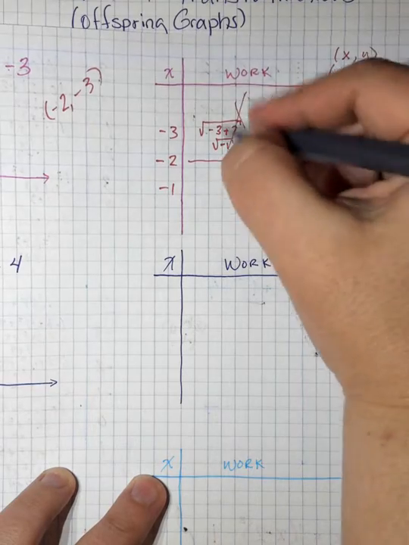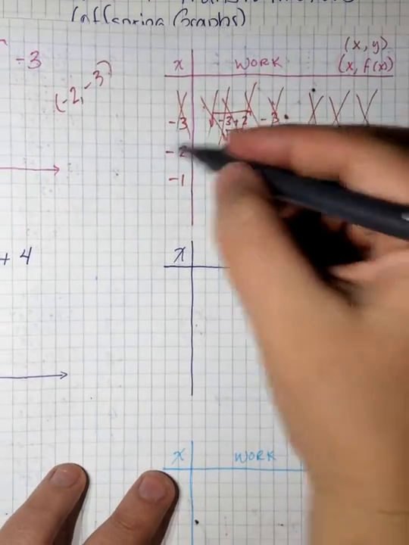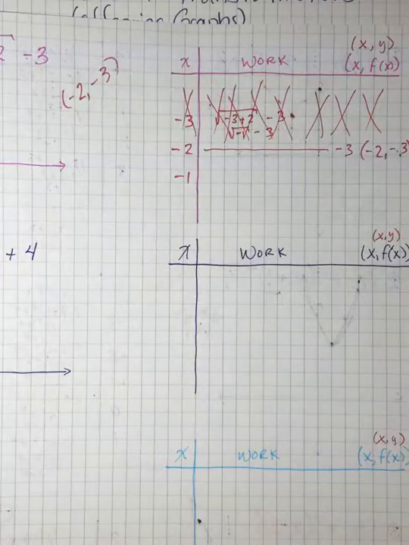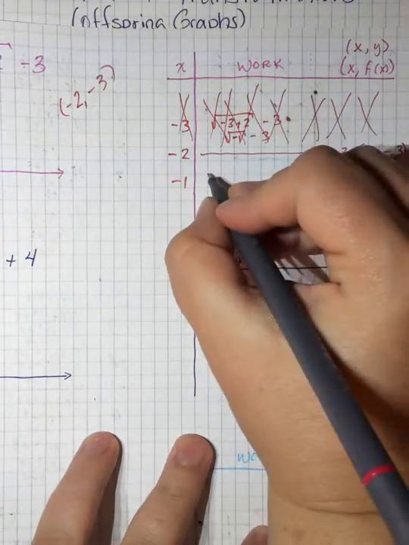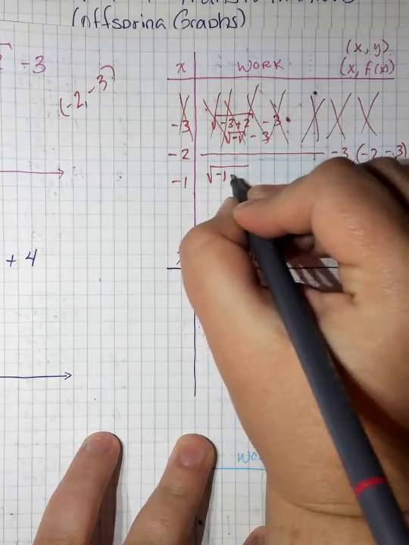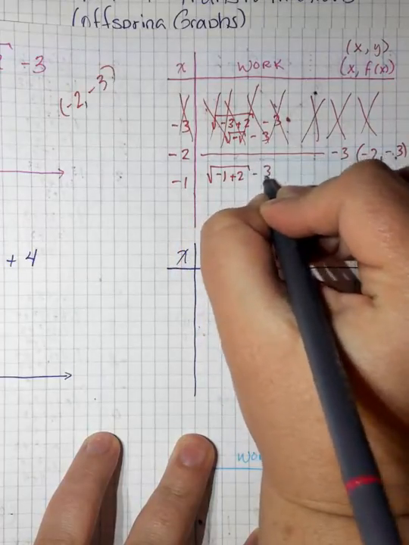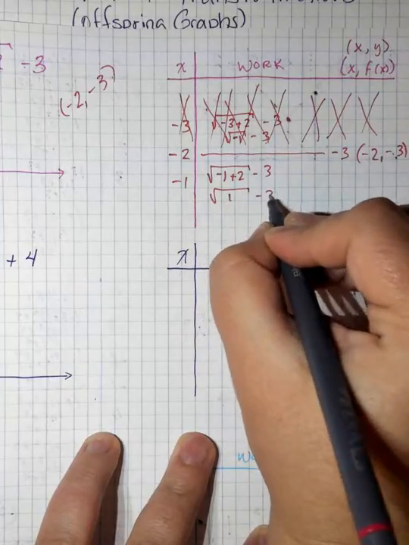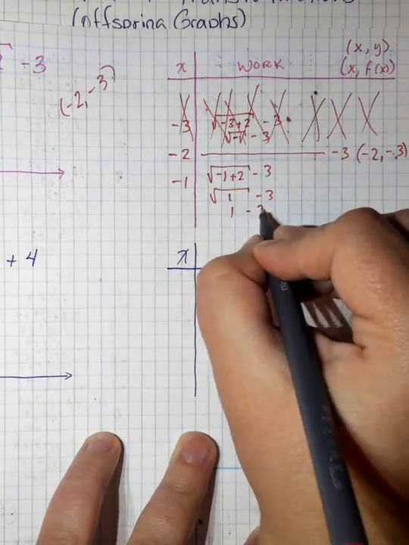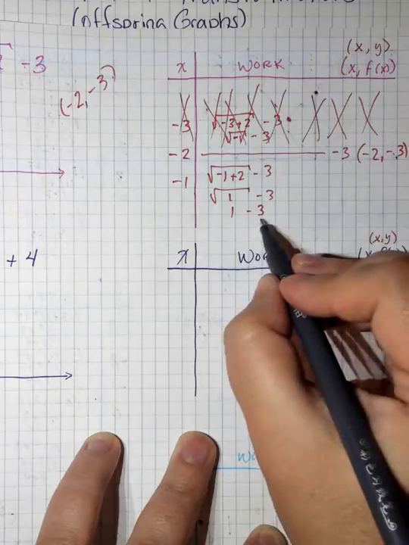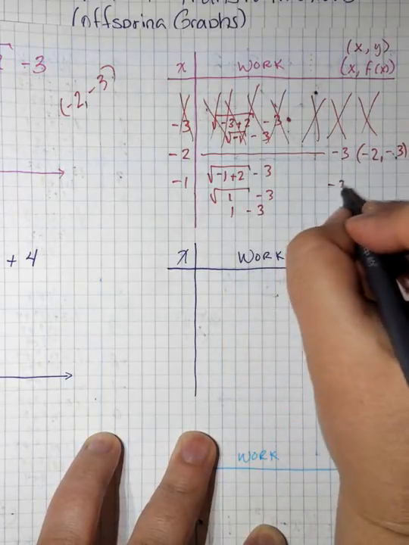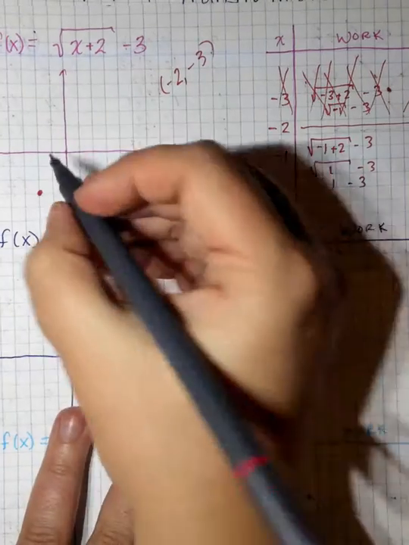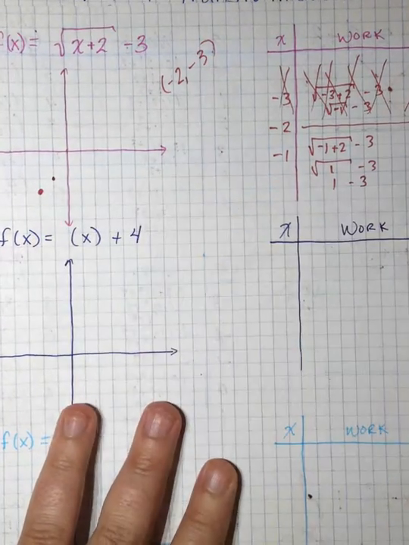This is the side that I can't use, which means the only numbers I can use will go the other way. By that I mean, if I plug in a -1, I'll get a positive number under the radical. As -1 plus 2 is 1. And I know the square root of 1 is just 1. And then 1 minus 3 will give me a -2. So over here I get the ordered pair -1, -2.